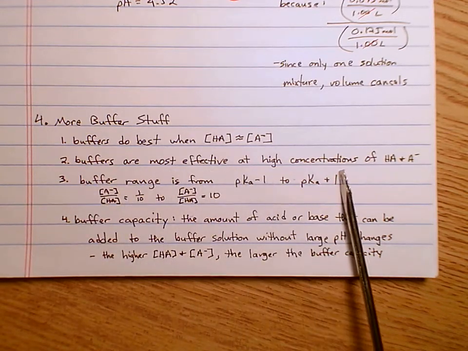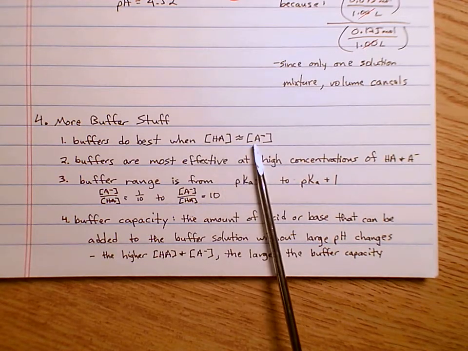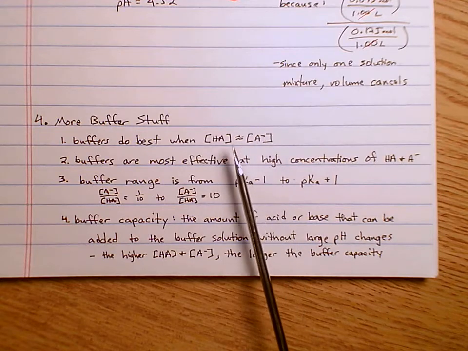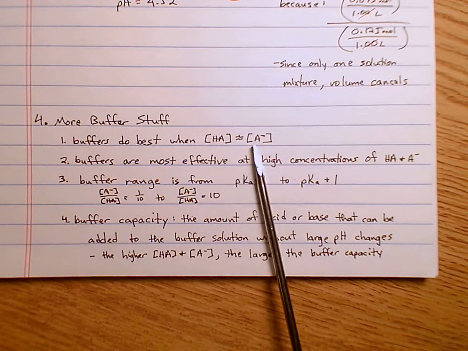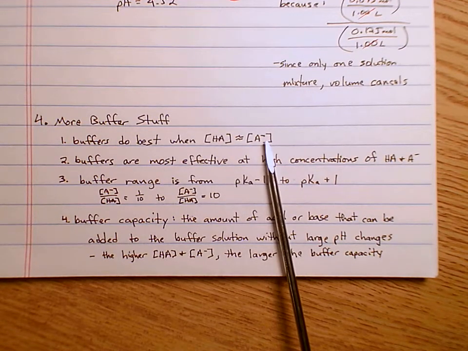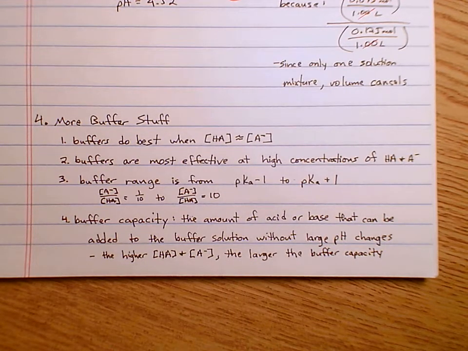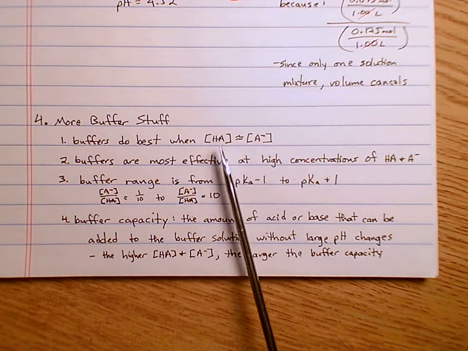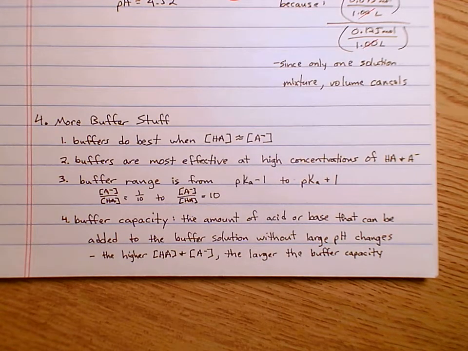Buffer solutions are most effective at high concentrations of HA and A minus. The higher you have of HA and A minus, the more acid or base you can add. A 0.1 molar HA, 0.1 molar A minus buffer solution will not be able to handle as much acid or base added to it as a 1 molar HA and 1 molar A minus. So if you're making buffer solutions, you tend to find they're around 1 molar or 0.1 molar, decently strong. If you had a 0.0001 molar buffer solution, 0.0001 HA, 0.0001 A minus, that can't handle that much acid.